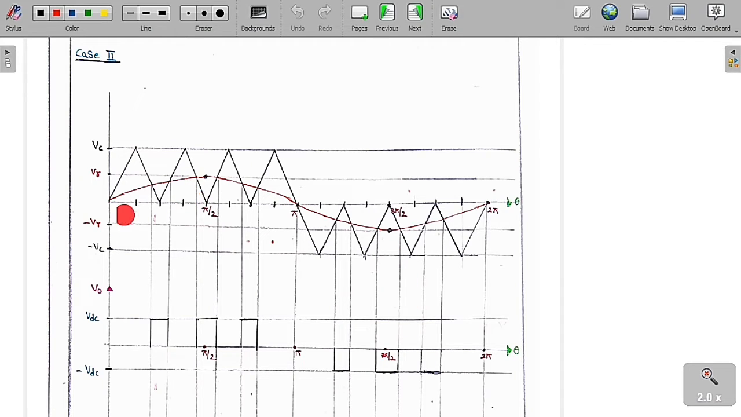So simply we can say that in the positive pulse, wherever the reference signal is greater than the carrier signal, in that pulse only we have to trigger S1, S2. Therefore V0 is equal to plus VDC. Whereas whenever the reference signal is greater than the carrier signal in a negative pulse, considering only the magnitude part, we trigger S3, S4. Therefore we get V0 is equal to minus VDC. Now you can see clearly there are only 3 pulses we are going to get in the output: pulse 1, pulse 2 and pulse 3. In a given half cycle we are going to get only 3 pulses.